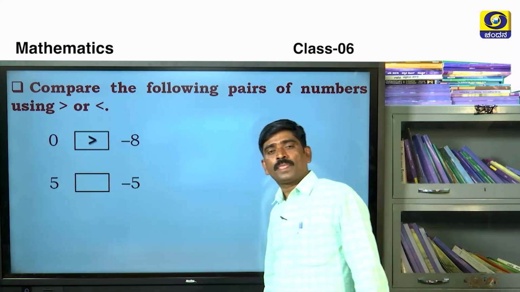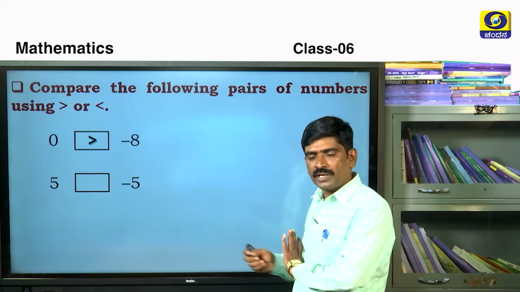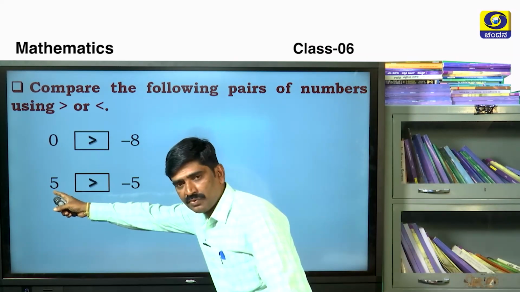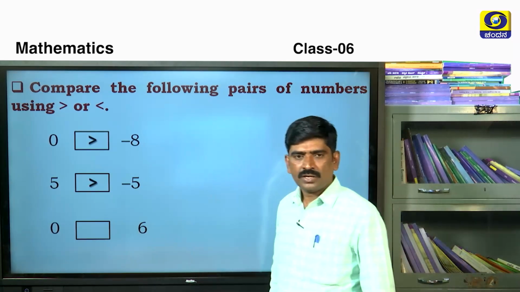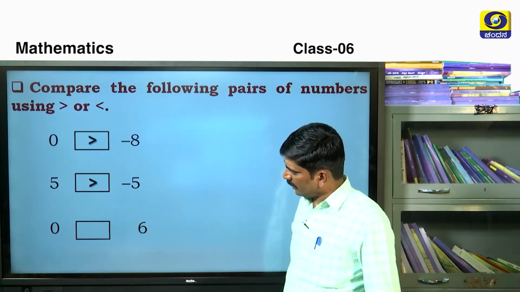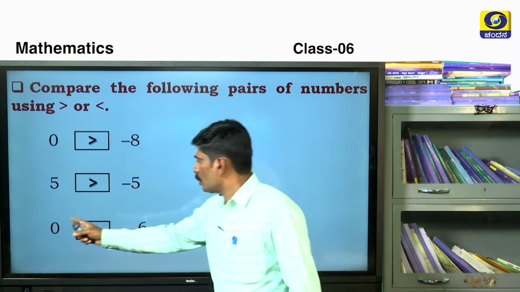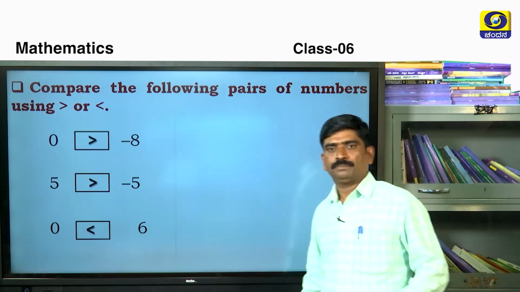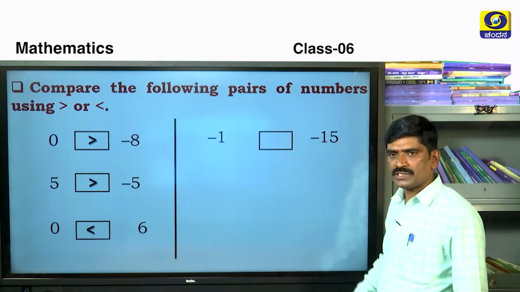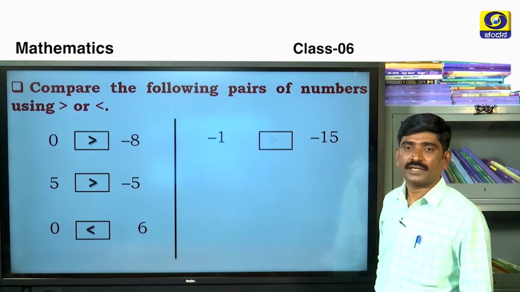Next one, 5 and -5. In 5 and -5, which is greater? Plus 5 is greater than -5. 0 and 6. In 0 and 6, which is the greater number? 6 is greater. Which symbol do we use? 0 is less than +6. Okay. Next one, -1 and -15. Which is the greater number here? Yes, -1 is the greater.